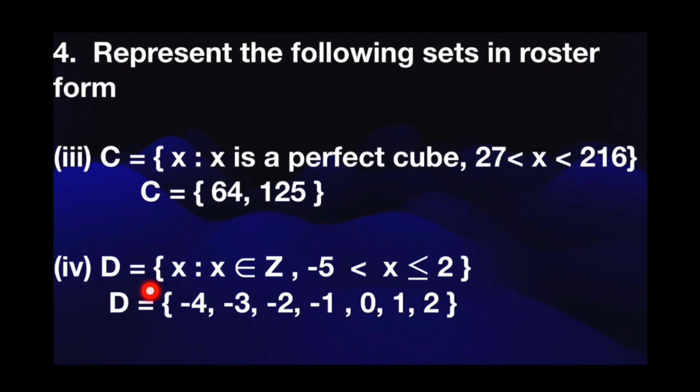Number 4, D is equal to x such that x belongs to Z, minus 5 is less than x is less than or equal to 2. So here the value of x is an integer and it is between minus 5 and 2, and we have to include 2 also. So what are the numbers? Minus 4, minus 3, minus 2, minus 1, 0, 1, 2.